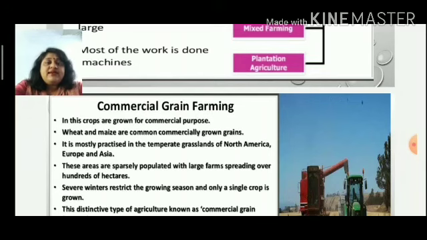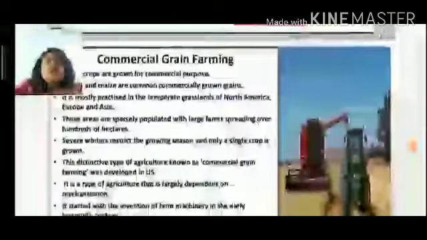It is mainly practiced in the temperate grasslands of North America and Asia. Make it underline over here. These areas are sparsely populated, okay, with large farms spreading over hundreds of hectares. Severe winters restrict the growing season and only a single crop is grown. Severe changing of seasons. Okay, so usually only one crop is grown around the year.